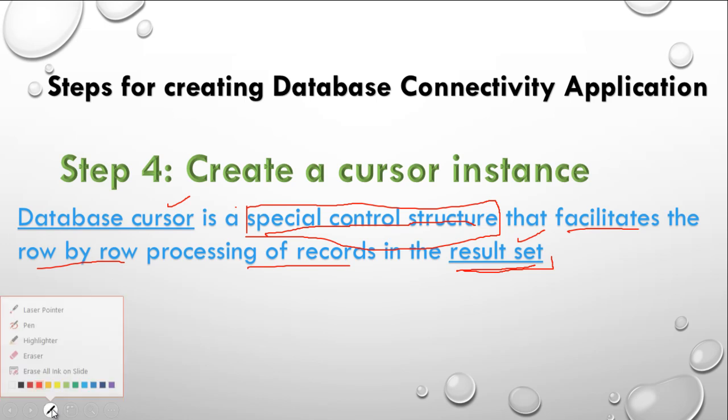Over here it is written that a database cursor is a special control structure. Obviously, a database cursor is basically a control structure which controls the manipulation and handling of the result set. So a database cursor is a special control structure that facilitates the row by row processing of records that are present in the result set. Row by row means each record at one time.